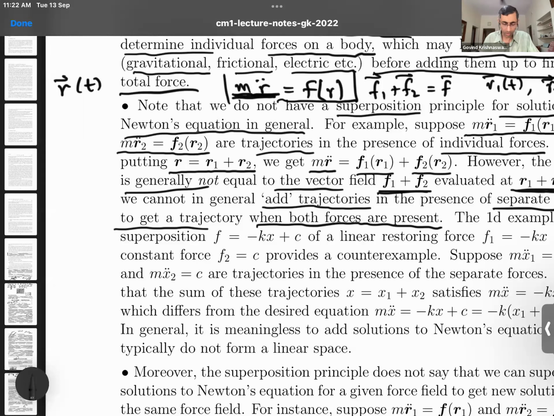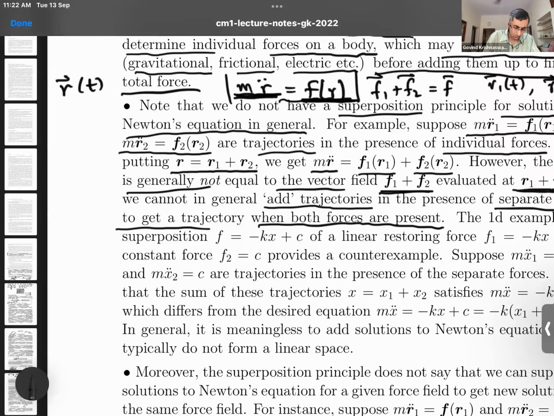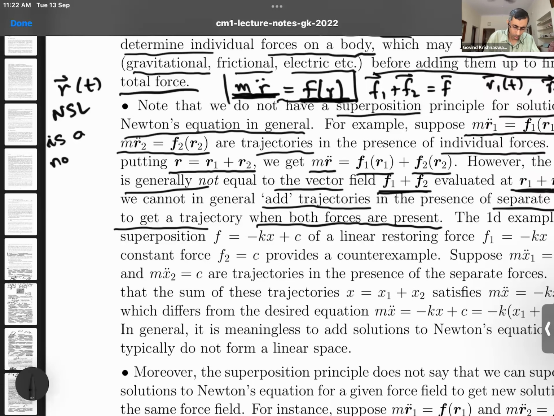So the left-hand side is linear, but the right-hand side is some function of the position, function of the location. Of course, it may depend on velocities as well. Forces can depend on velocities. That generally is not some linear function of the position. It can be some very nonlinear function of r. It may depend on 1 upon r, r squared and so on. So generally, Newton's second law is a nonlinear second order ordinary differential equation.